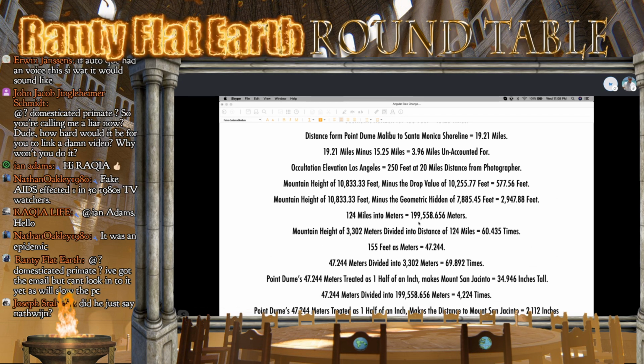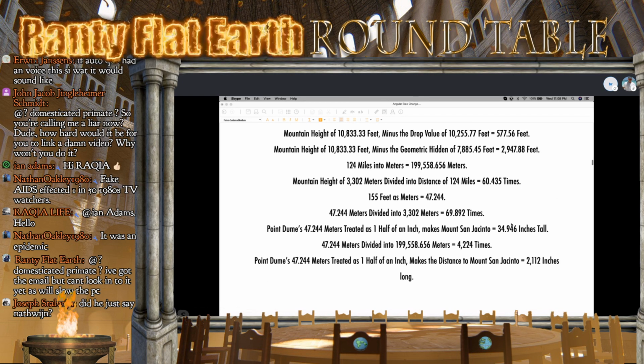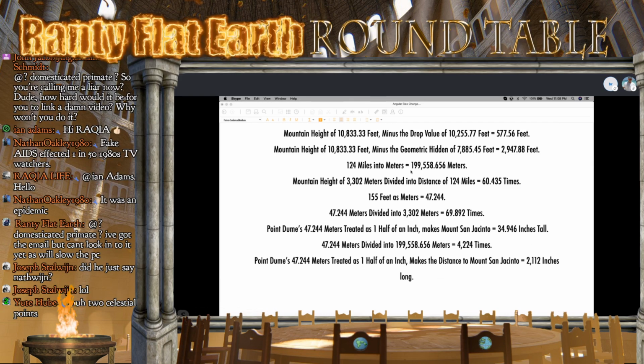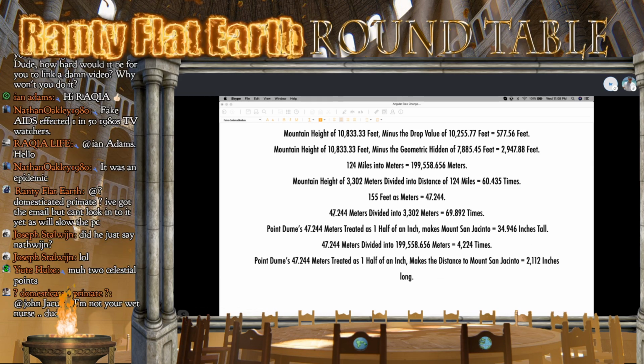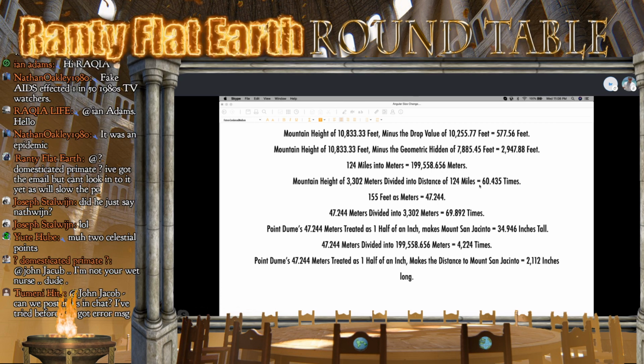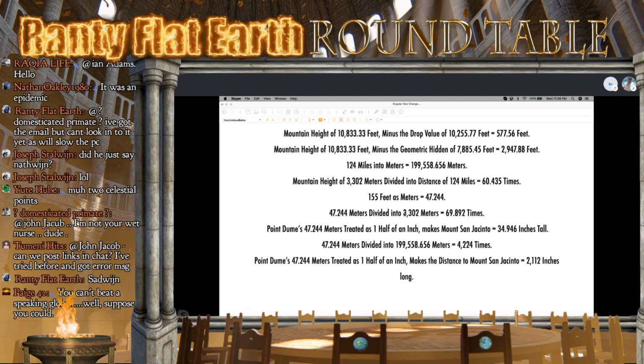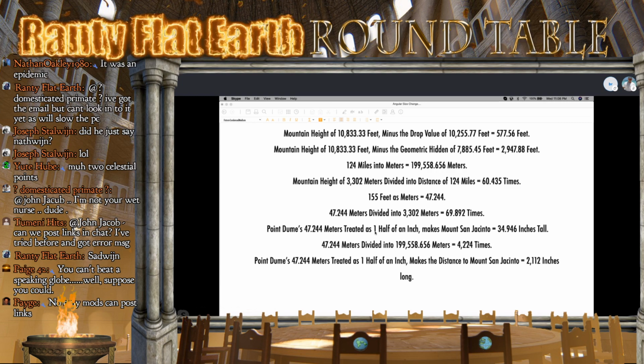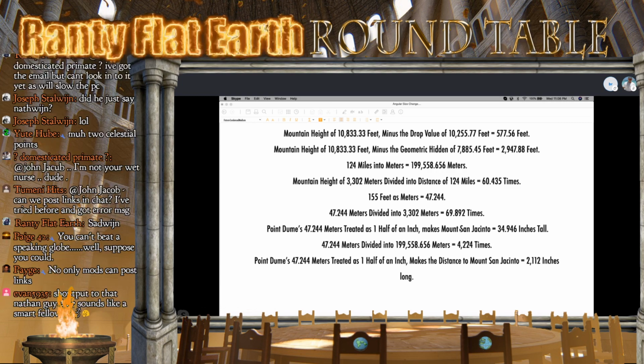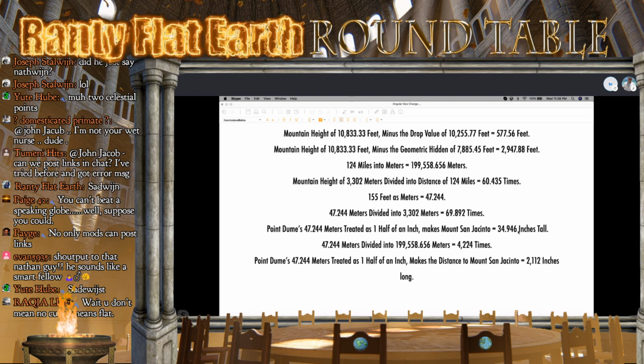124 miles in meters is 199,558. Mountain height of 3,302 meters divided into the distance of 124 miles is 60.435 times. 155 feet as meters is 47.244. 47.244 meters divided into 3,302 meters is 69.892. Point Dume's 47.244 meters treated as 1/2 of an inch makes Mount San Jacinto 24.946 inches tall.